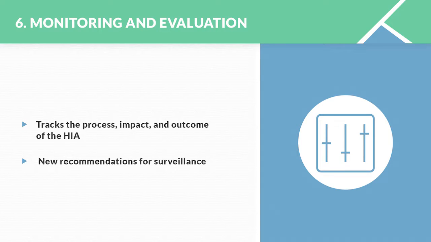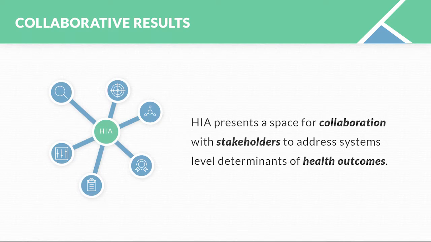Often, HIAs result in new recommendations for surveillance of determinants or outcomes to help inform future collaborations between public health and non-health sectors. By employing this framework, public health professionals are able to systematically produce useful information that enhances existing decision-making in a non-health sector. HIA presents a space for collaboration with stakeholders to address systems-level determinants of health outcomes.